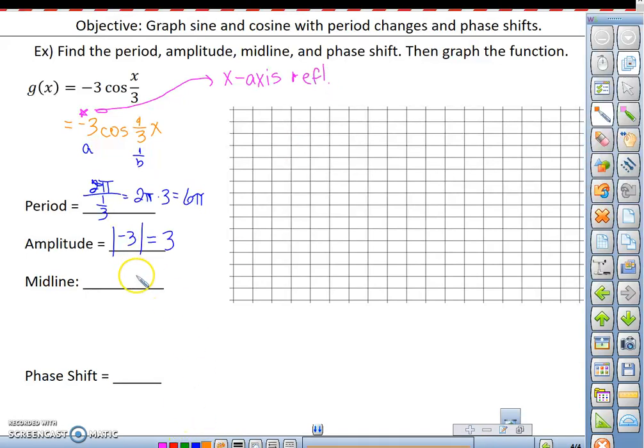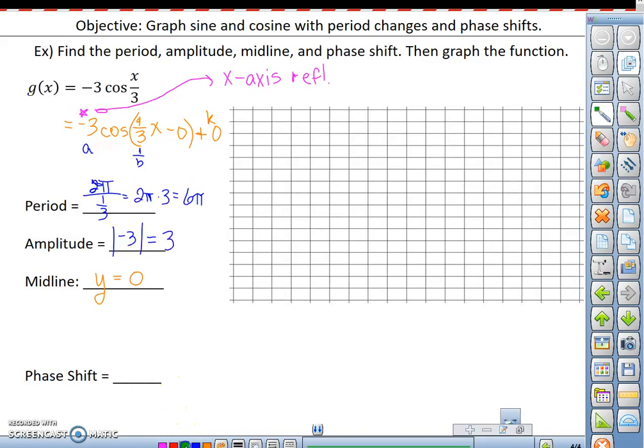Midline. Midline, remember, is y equals k. The structure of our function shows us that our k value is 0. So this would be like a minus 0 in parentheses. That's actually going to give us our c concept here, plus 0. So this is our k parameter. So we have y equals 0.